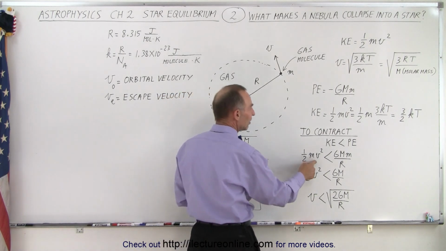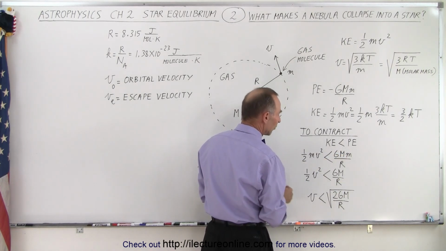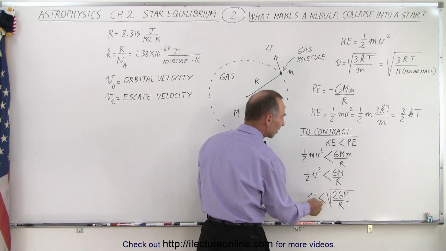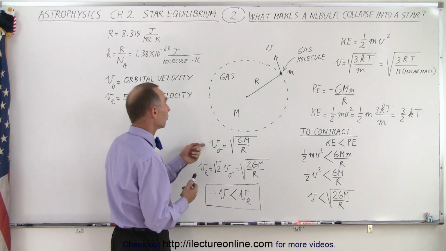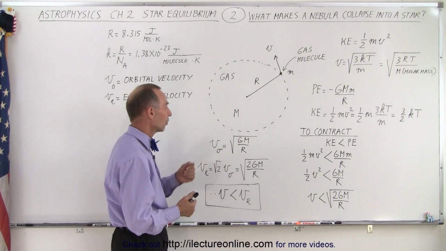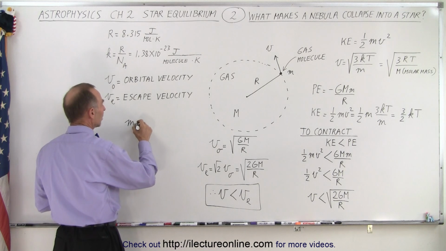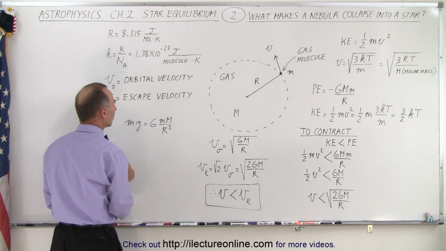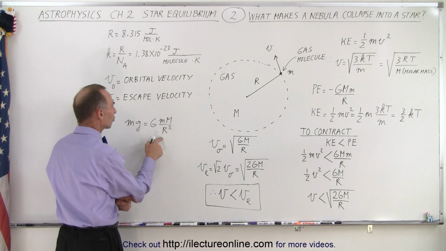So we want 1/2 mv squared to be less than the absolute value of GMm over r. If we then get rid of the mass of the molecule, we find that v needs to be less than the square root of 2GM over r. Now we can find the orbital velocity, which is the square root of GM over r, and we can do that by setting the force of gravity equal to GMm over r squared.